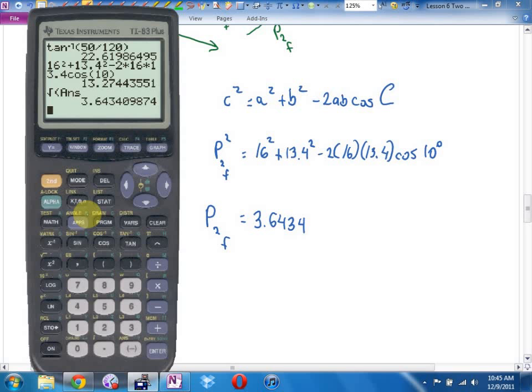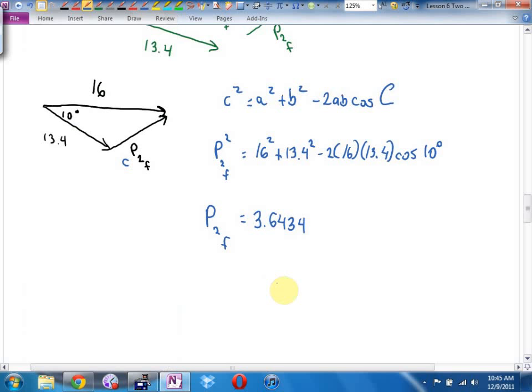Yes? Brandon, momentum is what times what? Arvinder, momentum is what times what? So this is the momentum, and I want to find the velocity. I think I'm going to go like this then. Velocity final is going to be 3.6434 divided by mass 2. That's going to give me the final velocity of the second object. Actually, it's going to give me the final speed. Got to do some more trig.